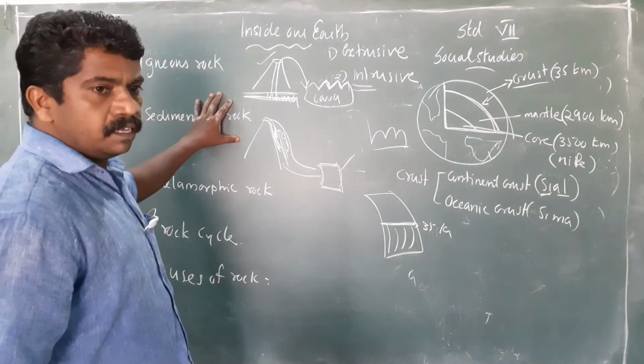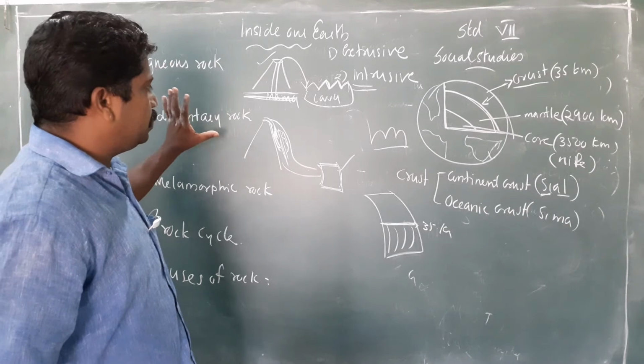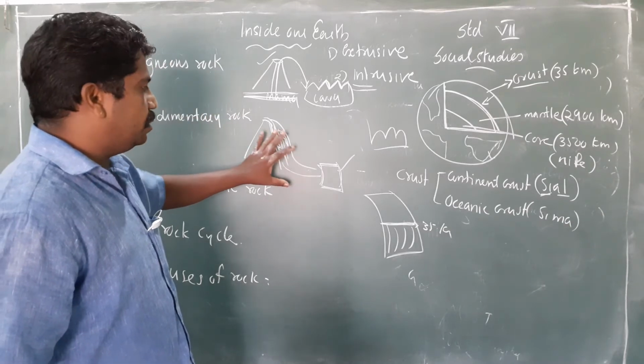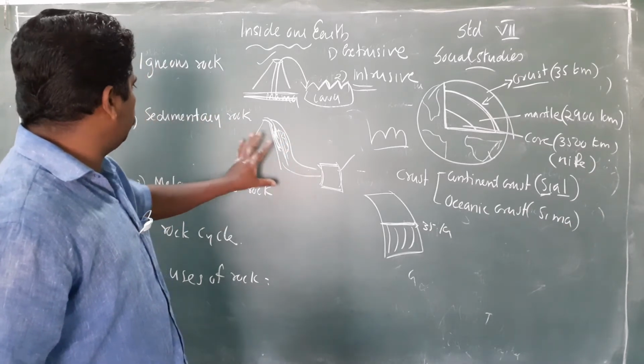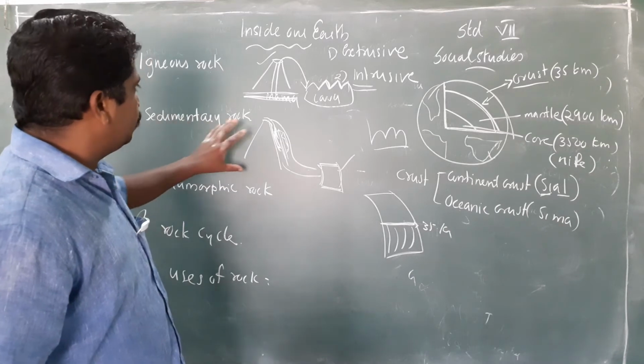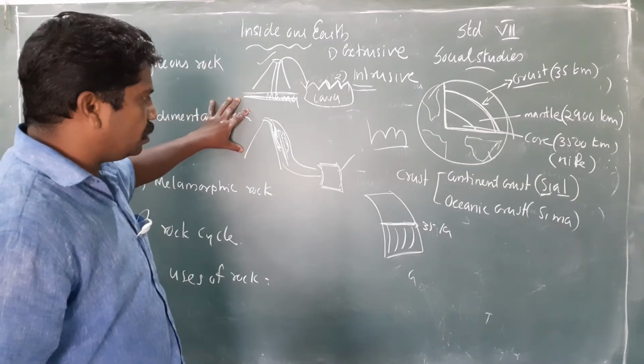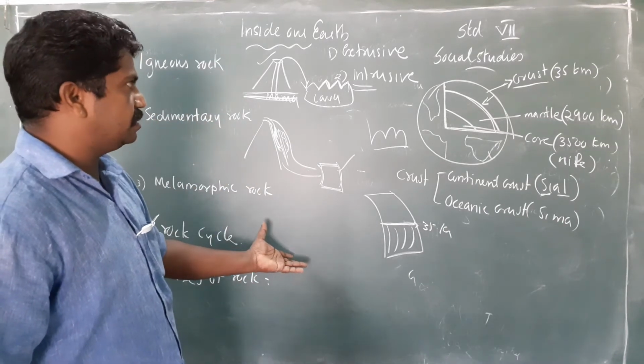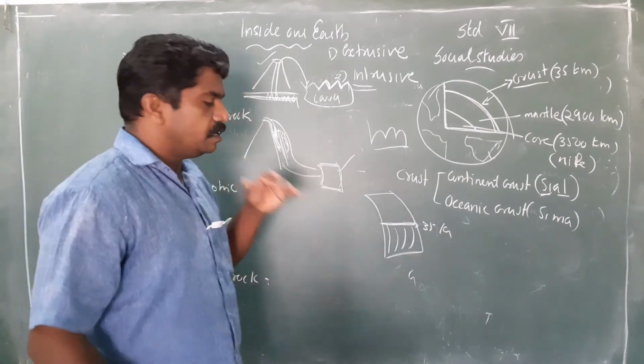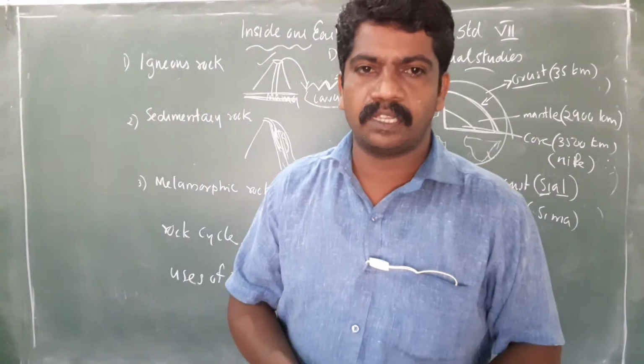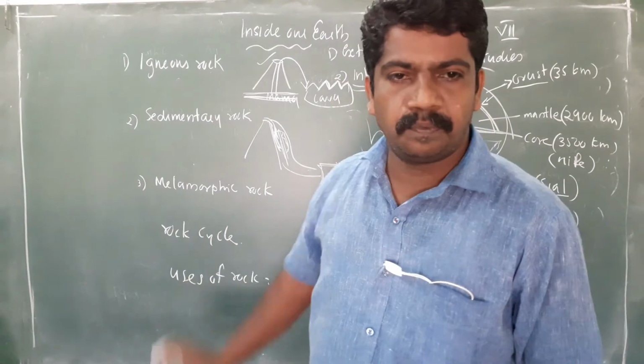Okay, so igneous rocks are primary rocks, they are formed by the activities of volcano. Sedimentary rocks are formed by the activities of the river, and this is called sedimentary rocks. Then these sedimentary rocks and igneous rocks get some changes and form another type of rock called metamorphic rock.